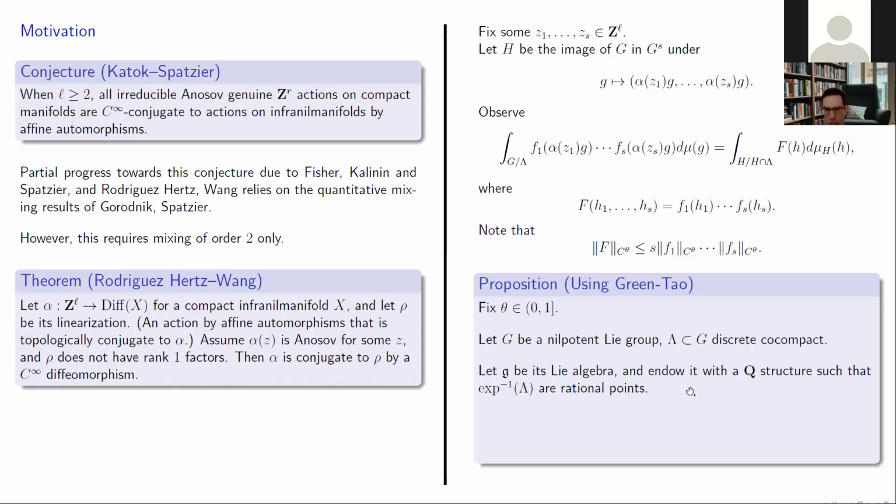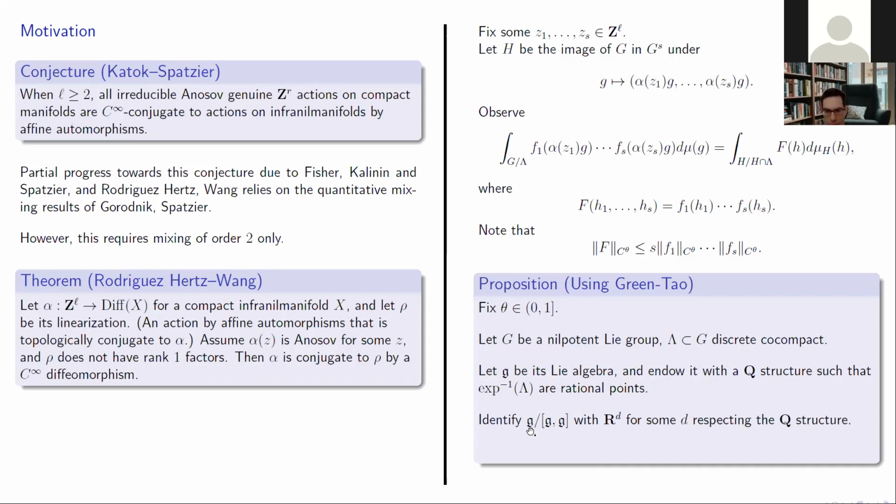So if this is confusing, then you can just consider the torus case. So in the torus case, G will be R to the D, lambda will be Z to the D. The Lie algebra itself will also be R to the D, and so the Q structure will be just the usual one. So basically, the exponential map is the identity. So it will have the ordinary Q structure.